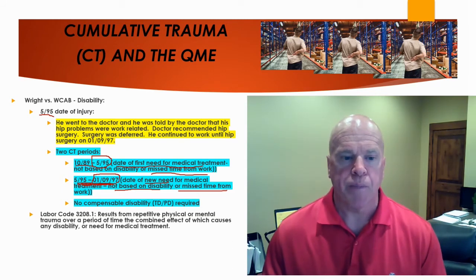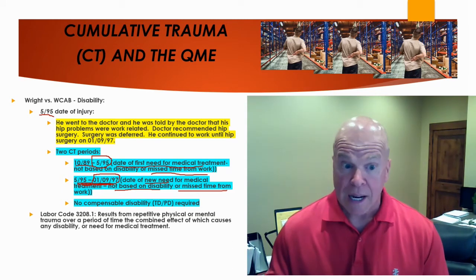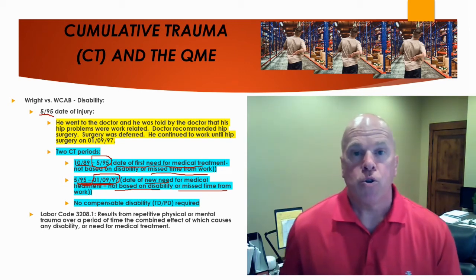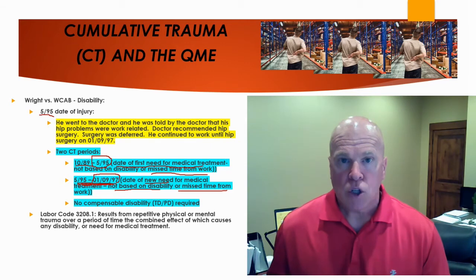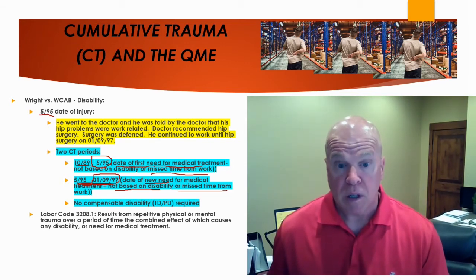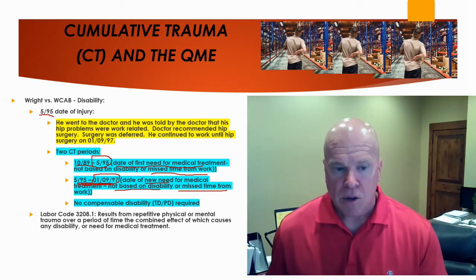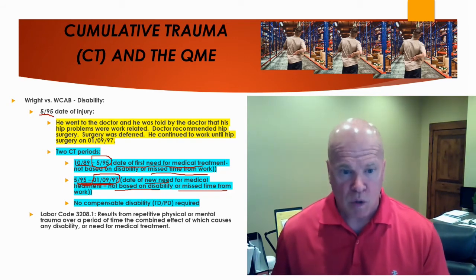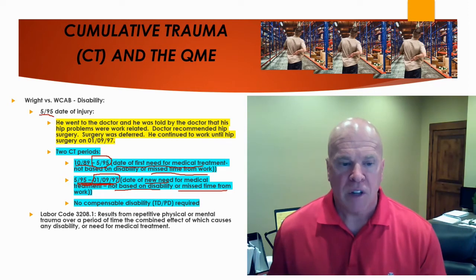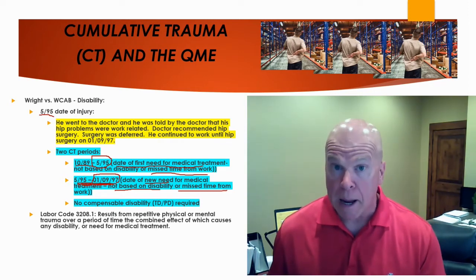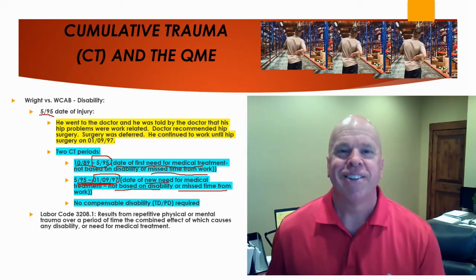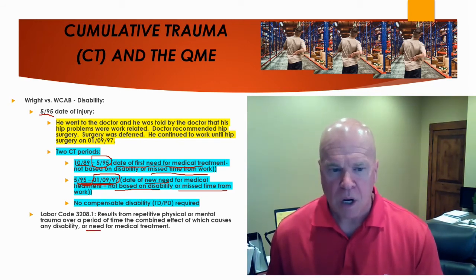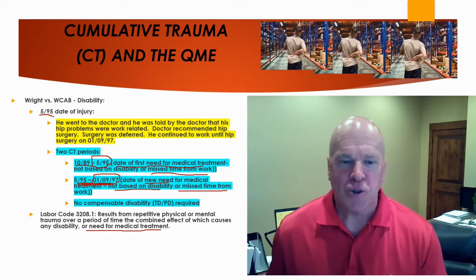Very interesting. And the judge cited Labor Code 3208.1, which we talked about 2 sessions ago, which relates to what constitutes a cumulative trauma injury. And 3208.1 says that a cumulative trauma injury results from repetitive physical trauma over a period of time, the combined effect of which causes any disability or need for medical treatment.